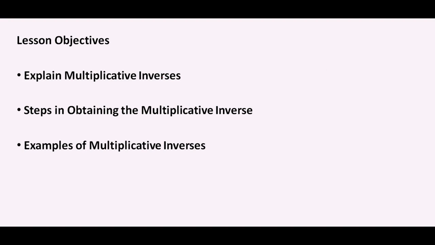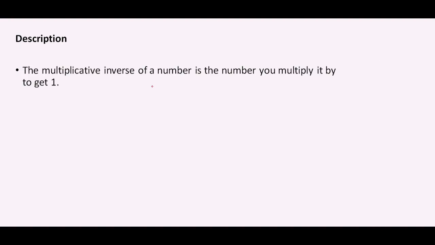Let us take a look at multiplicative inverses. We're going to explain what a multiplicative inverse is. We're going to look at the steps we follow to obtain the multiplicative inverse, and then we're going to walk through some examples. So the multiplicative inverse is the number you multiply by a given number to get 1.